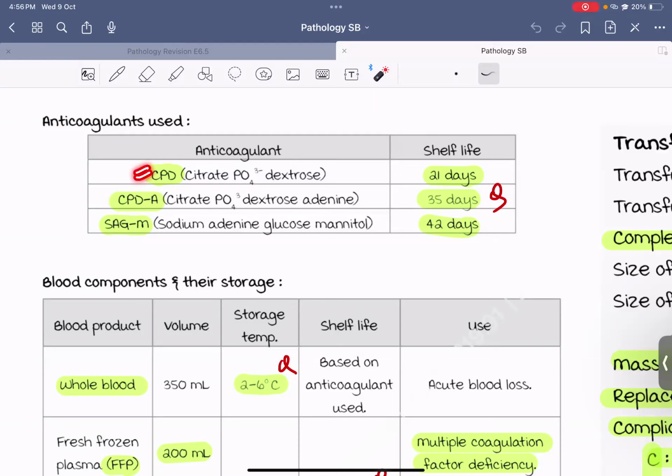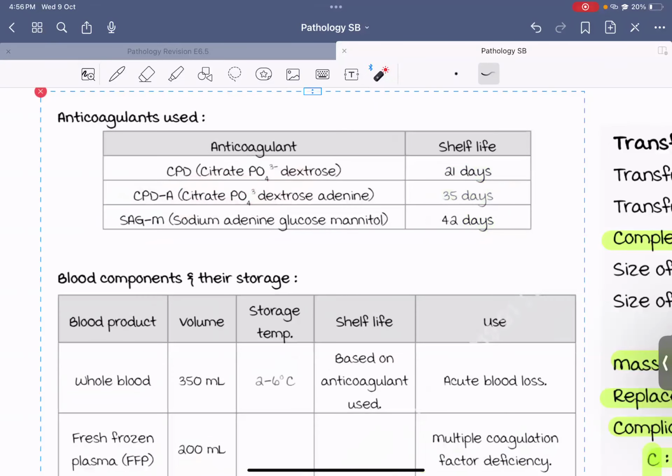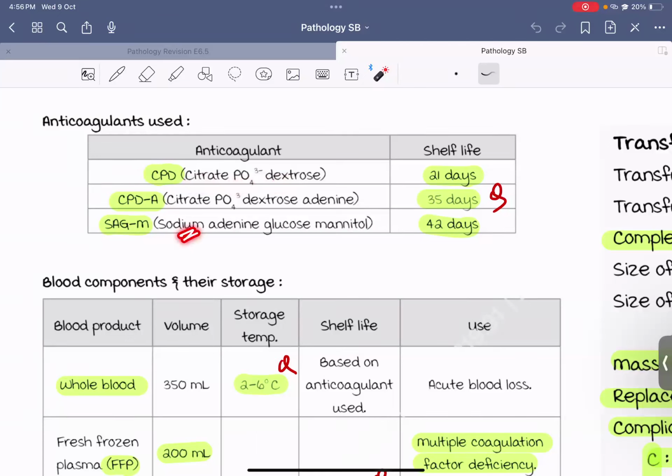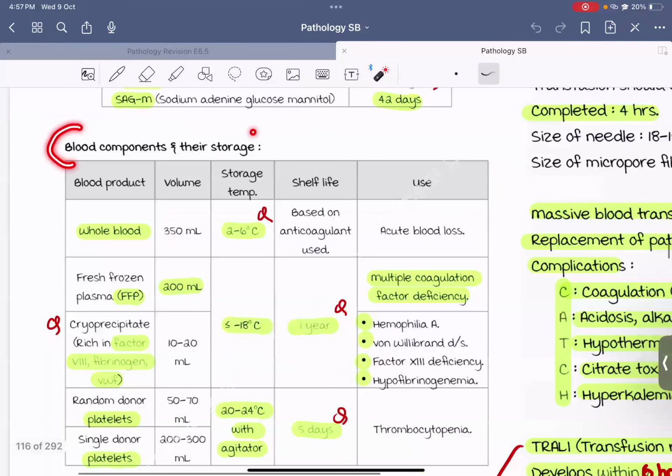So we have CPD, CPDA, and SAGM. You might have studied about this in surgery also. CPD is citrate phosphate dextrose, CPDA is citrate phosphate dextrose adenine, and SAGM is sodium adenine glucose mannitol. What you have to remember is that CPDA will have a shelf life of 35 days. CPD will have a shelf life of 21 days. Again, I am repeating, you have to remember this. CPDA will have a shelf life of 35 days. It's already a PYQ.